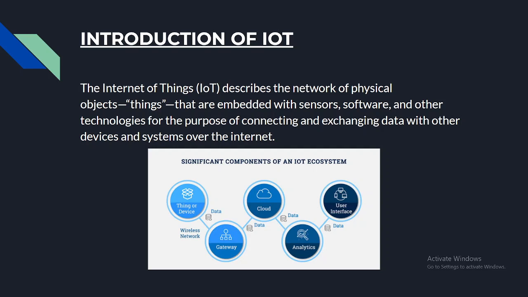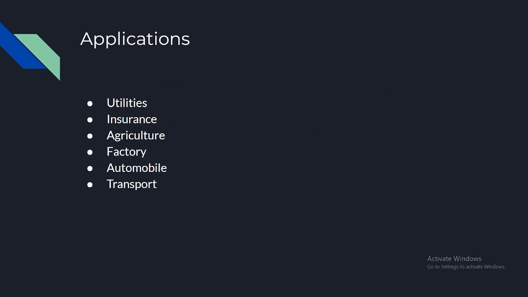Significant components of an IoT system are thing or device, gateway, cloud, analytics, and user interface. It makes life easier and saves time. Nowadays, IoT is widely used in many applications. Some of the applications are utilities, insurance, agriculture, factory, automobile, transport, etc.